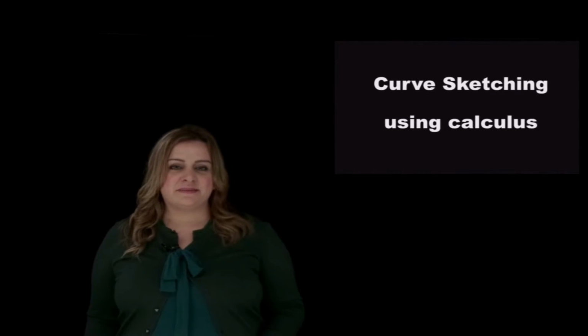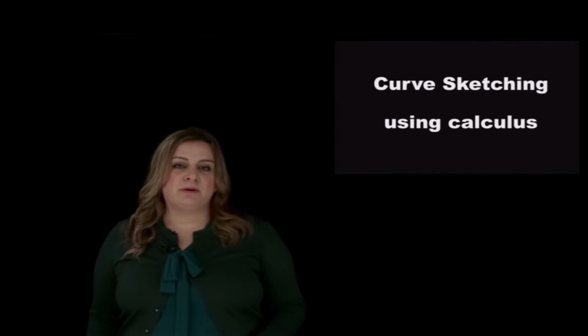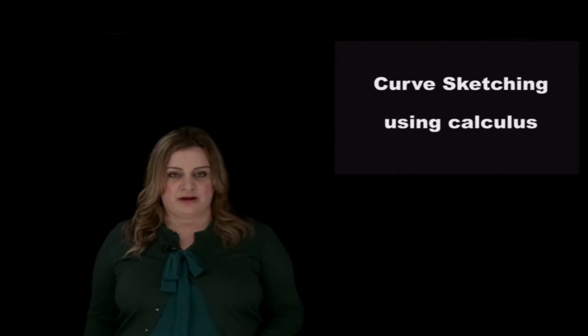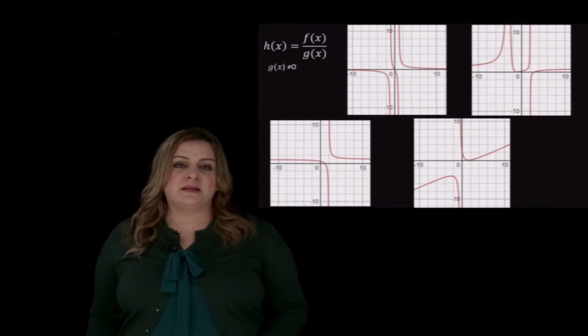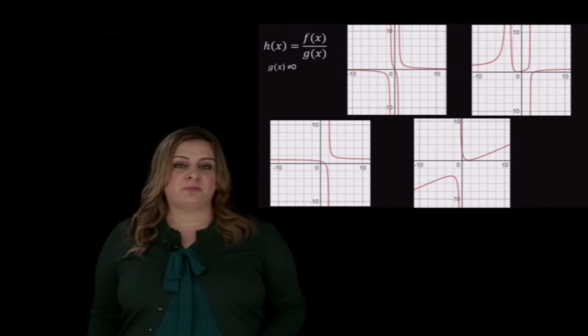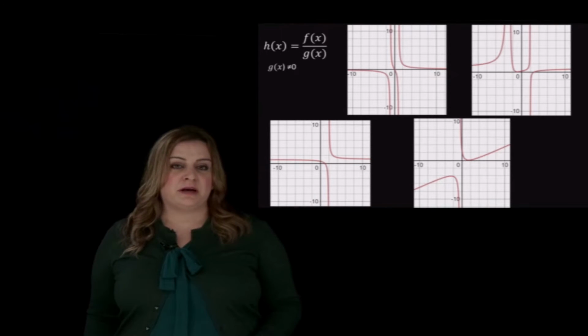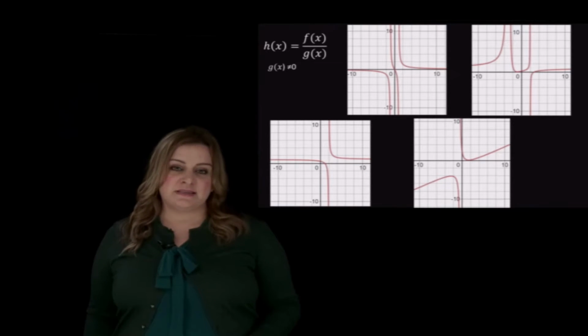Hello students, continuing with curve sketching using calculus, we will consider a rational function to graph. The general form of a rational function h of x is f of x divided by g of x, where f and g are polynomials and g is not equal to 0.